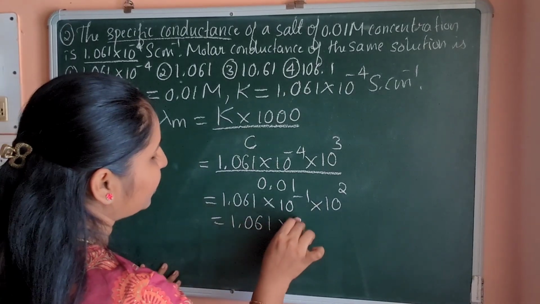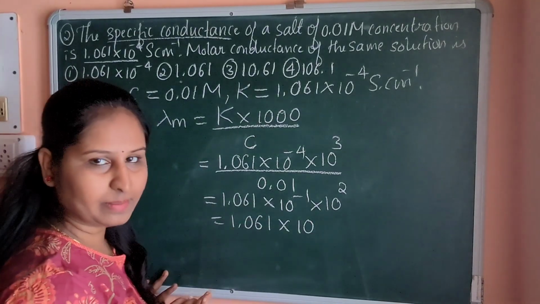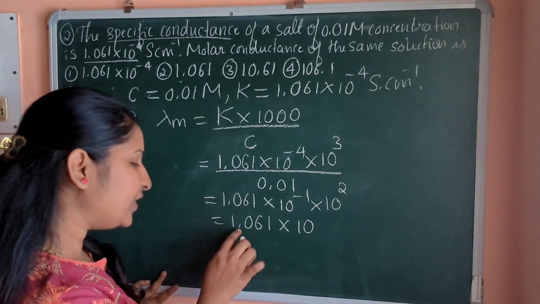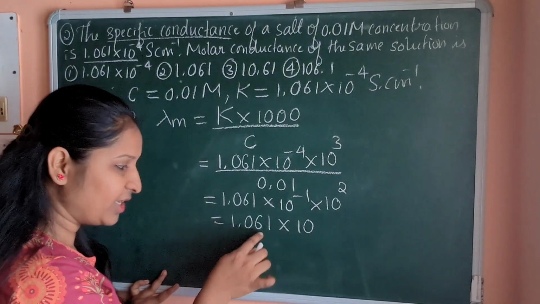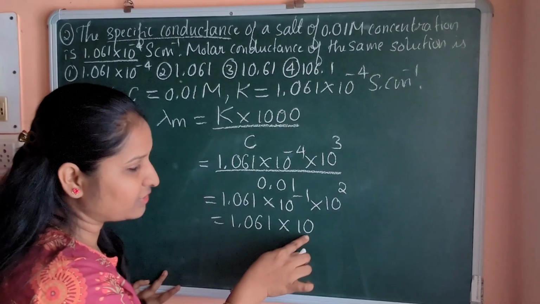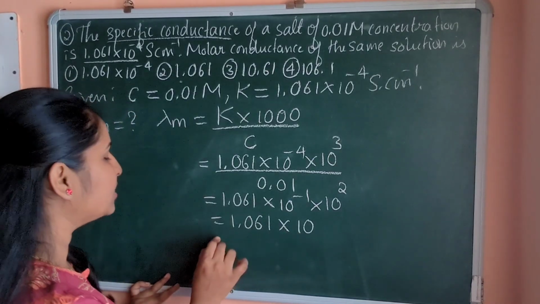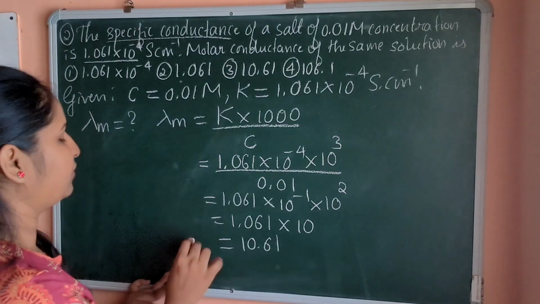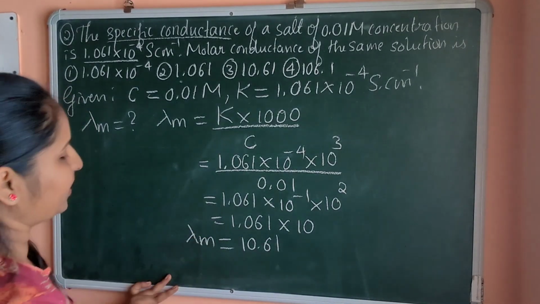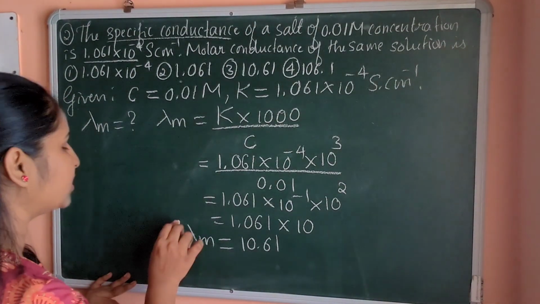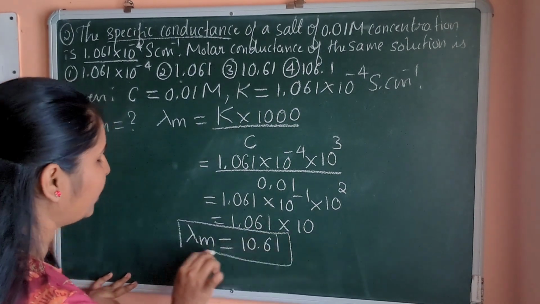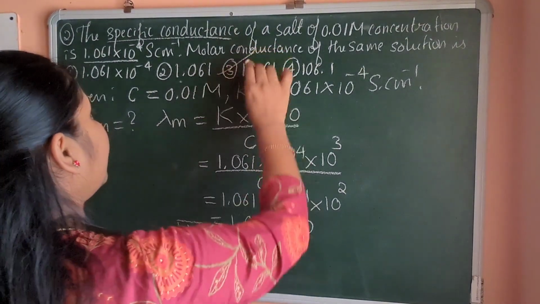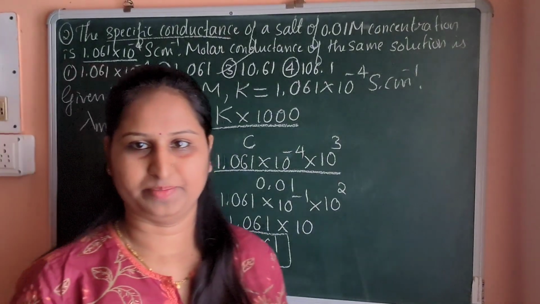1.061 into 10. Right. This is very simple. Now 1.061 into 10 is nothing but shifting the decimal point towards the right side, making 10 to the power minus 1 plus 1, which gives the answer 10.61. So 10.61 is the answer for this molar conductivity. Okay, the molar conductance of the solution will be taken as 10.61. So among the given options, the third option is the right answer for this question.